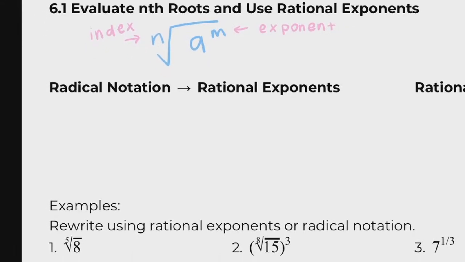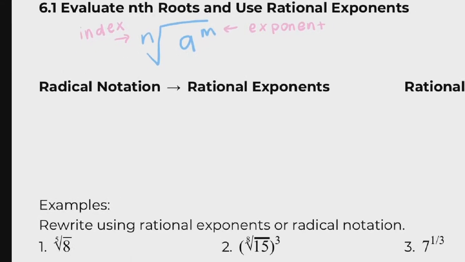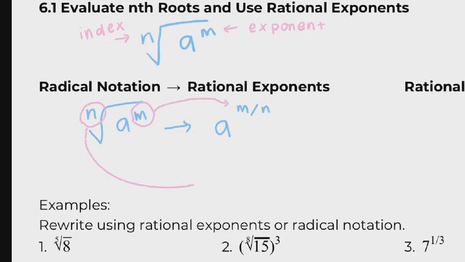Okay, so next is writing radical notation into rational exponents. So radical notation would look like the example above, the nth root of a to the m power. To rewrite this, this would become a to the m over n power. So whatever is here will become the numerator, and whatever was the index or the root will become the denominator.